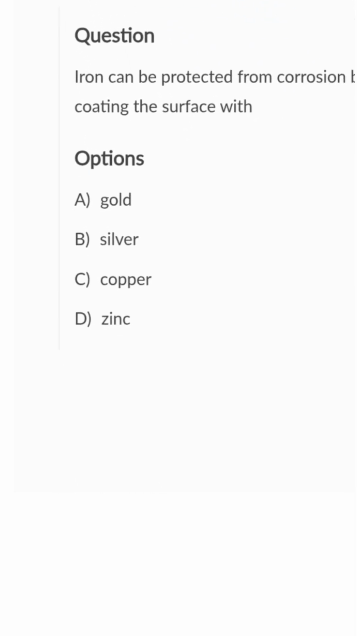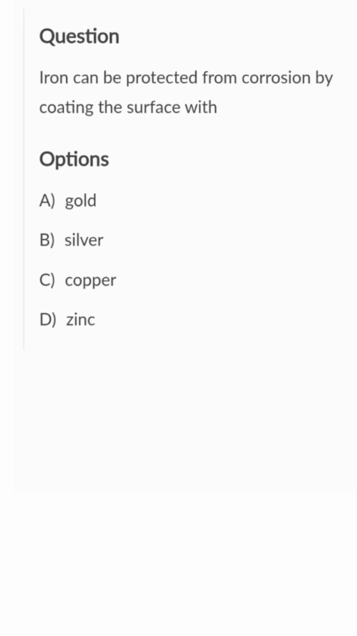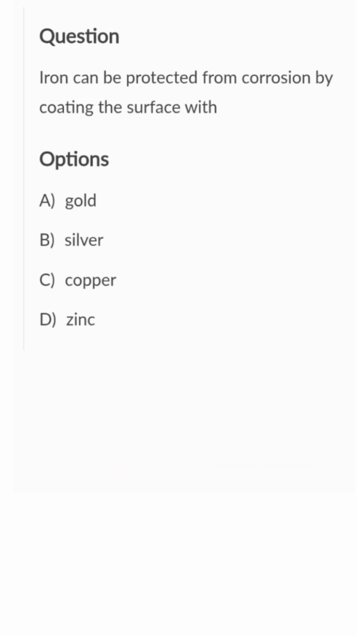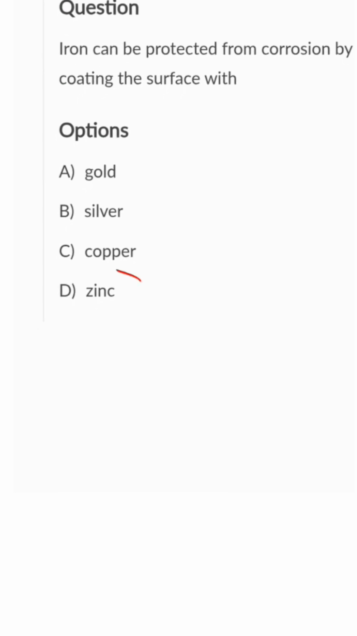So iron can be protected from corrosion by coating the surface with. Now, to coat the surface of a metal with another metal is called electroplating. So it's majorly done using electrolysis. And to do that, you have to use a very cheap metal. So the kind of metal that is actually used is zinc, which is a metal that can be used to galvanize iron, to protect iron from corrosion. So the answer is zinc.